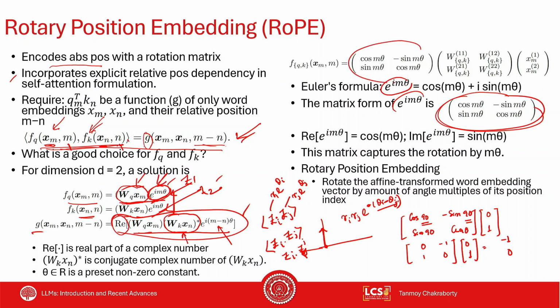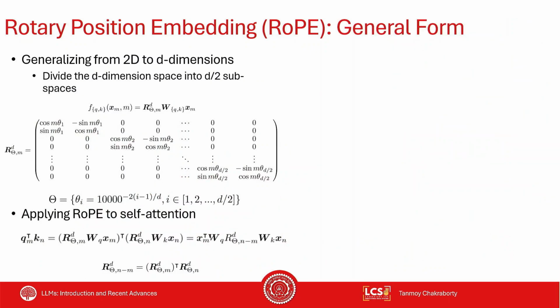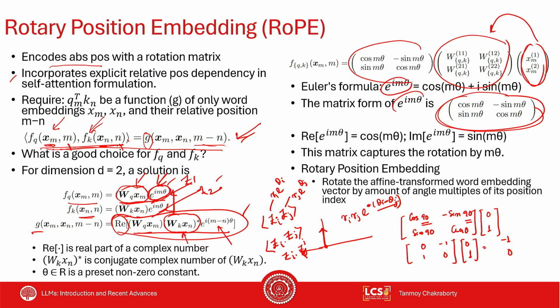So this is the rotation matrix, this is the W matrix, and this is the embedding. When you multiply this weight with the embedding, it will produce a vector. This vector will be multiplied with the rotation matrix, and that will essentially rotate it. Now, whatever I mentioned so far is for the two-dimensional case, when the size of the vector is 2.